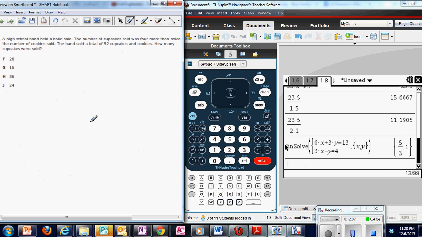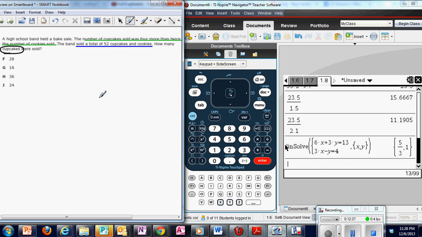Okay, a high school band held a bake sale. The number of cupcakes sold was 4 more than twice the number of cookies sold. The band sold a total of 52 cupcakes and cookies. Question is, how many cupcakes were sold? Well, this is similar to the last problem. It's a system, but we have to actually write the equation, and then we have to solve it.